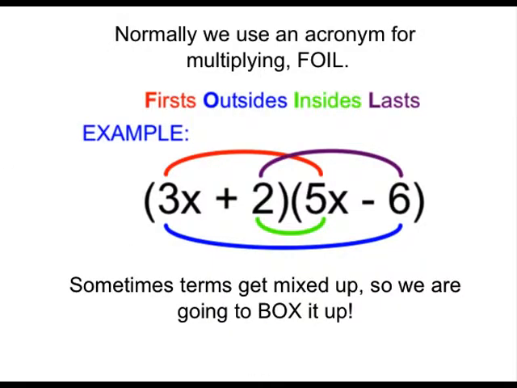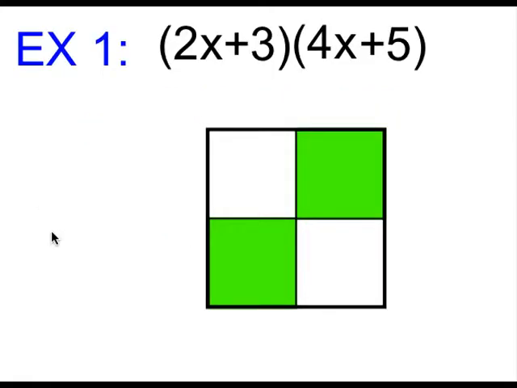Normally we use an acronym for multiplying: FOIL. First, outsides, insides, last. So I would multiply the 3x times the 5x, the 3x times the negative 6, the 2 times the negative 6, the 2 times the 5x, and then I tried to figure out how they would all add together or subtract. Sometimes terms get mixed up, so we're going to try to box it up instead. I have a series of 4 problems we're going to do.